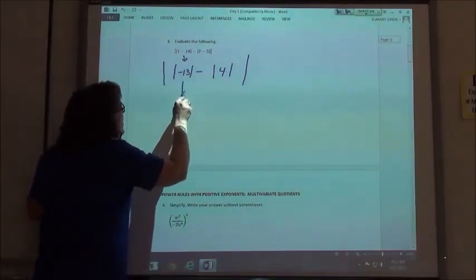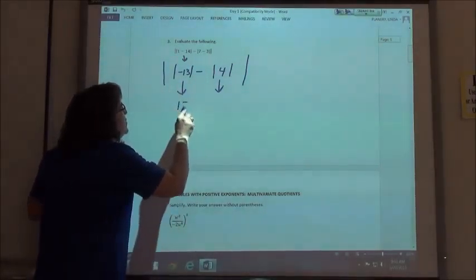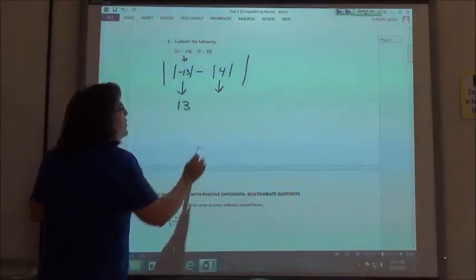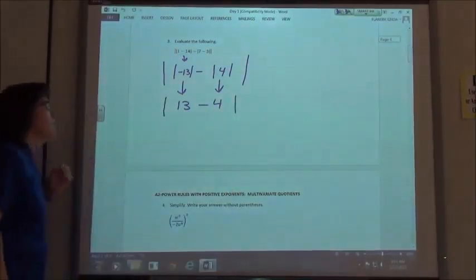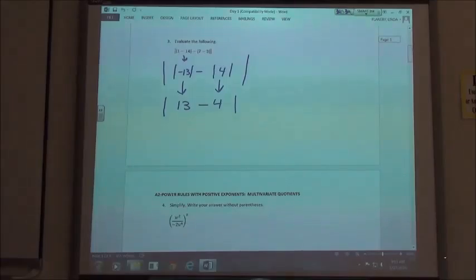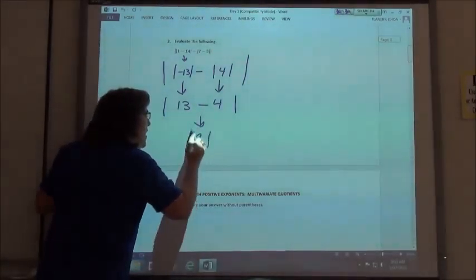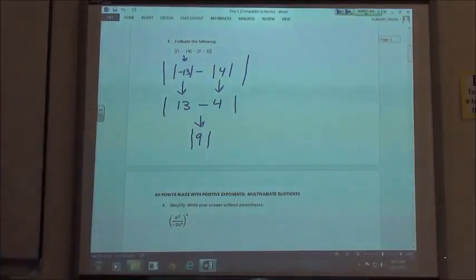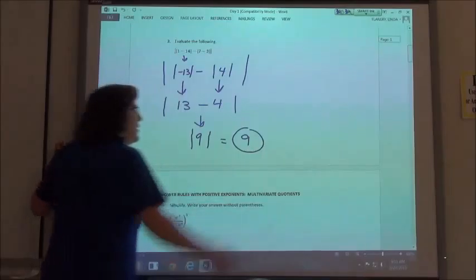Doing these absolute values on the inside, the absolute value of negative 13 is 13. The absolute value of 4 is 4. So now I have the absolute value of 13 minus 4. 13 minus 4 is going to be 9. And so the question is, what is the absolute value of 9? Well, my answer is going to be 9.